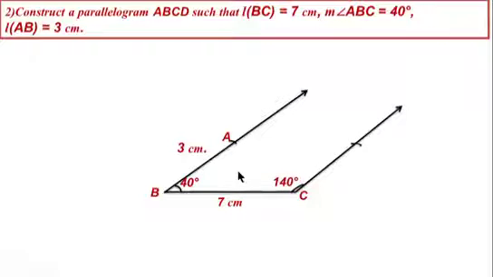Take distance in two edges of compass is equal to 3 cm. Place here that iron pole or metallic pole and mark the arc. Here is the point D. Length of DC is equal to 3 cm. Then connect or join 2 points A and D of length 7 cm. This is our quadrilateral ABCD.